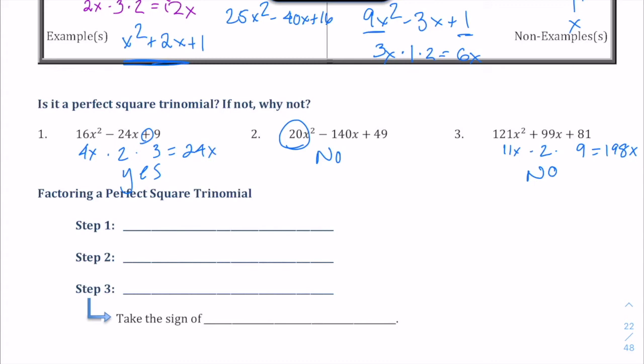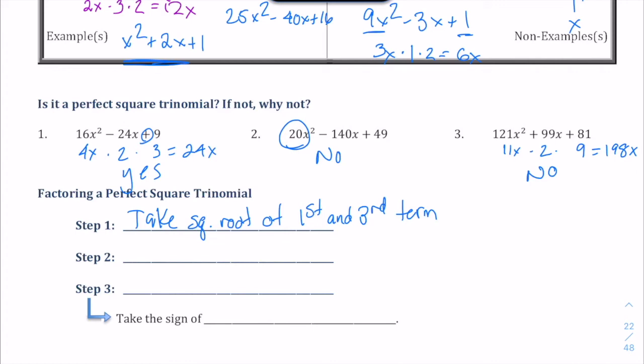So all of that is just to determine whether or not we have a perfect square trinomial. Once we know that we have a perfect square trinomial, it's time to factor it. So there's 3 steps to factoring a perfect square trinomial. The first step is to take the square root of the first and third term. And the good news is, as we were checking it already to see if it was a perfect square trinomial, we already really accomplished this step.